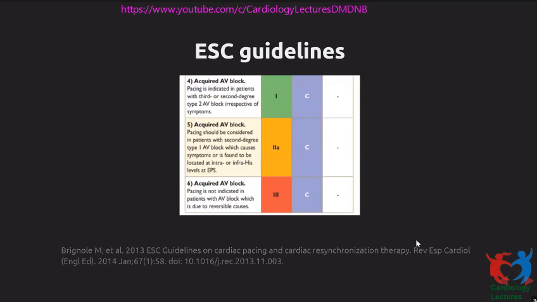So as far as the AV block is concerned, these are the ESC guidelines. Second or third degree AV block, third degree AV block or second degree type 2 AV block, class 1 indication, you have to pace. So if it is complete heart block, always pace. Second degree AV block, if it's below the node, always pace.